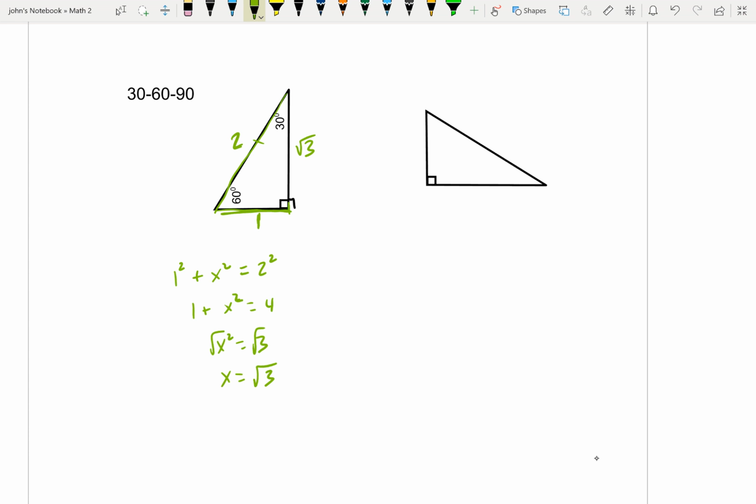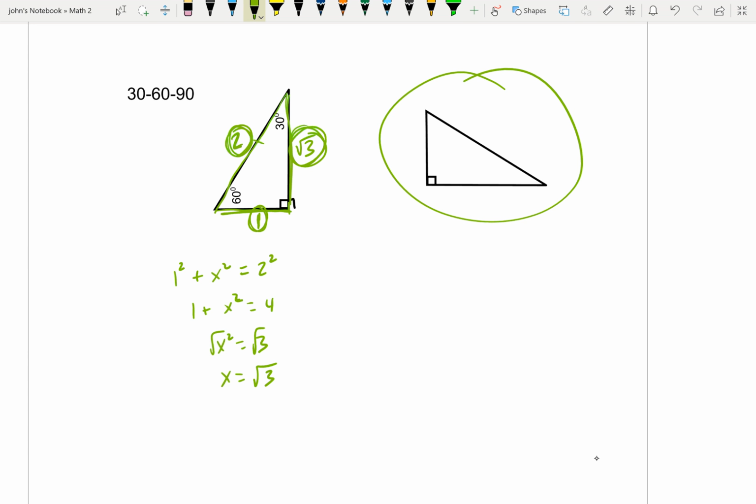Okay, so this is really important. If you have a 30, 60, 90, if I take the short leg, it's the leg opposite the 30-degree angle. If I times it by 2, I get the hypotenuse. If I times it by the square root of 3, I get the long leg, the one opposite the 60-degree angle. So this is a new ratio, and you have this other triangle written off the side.